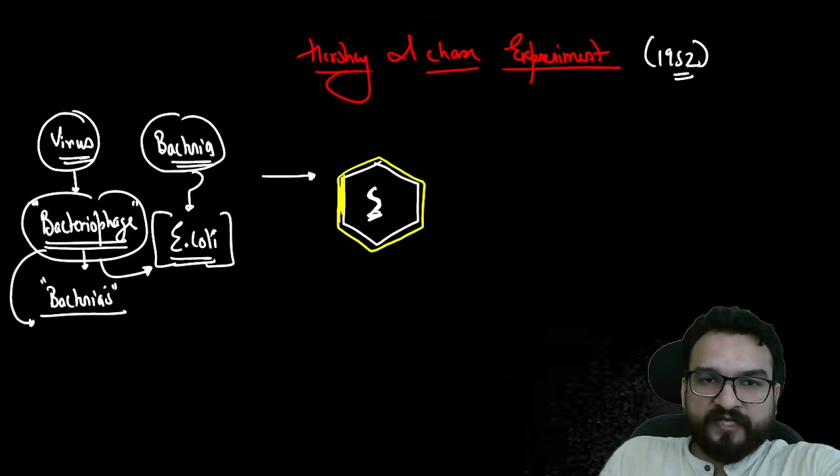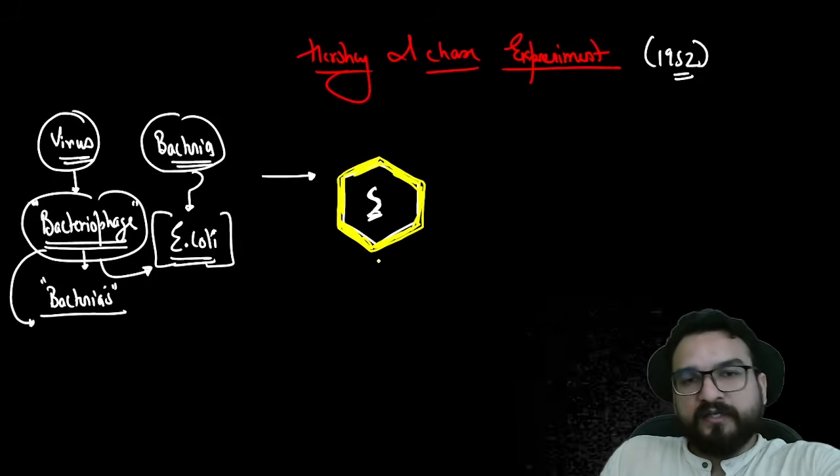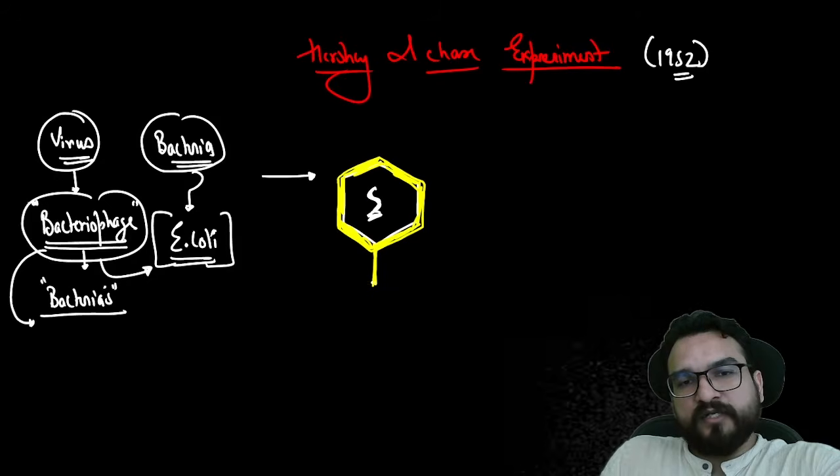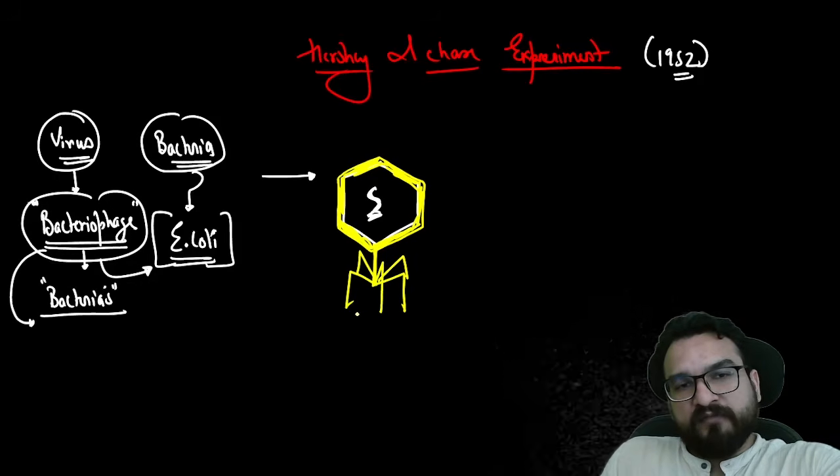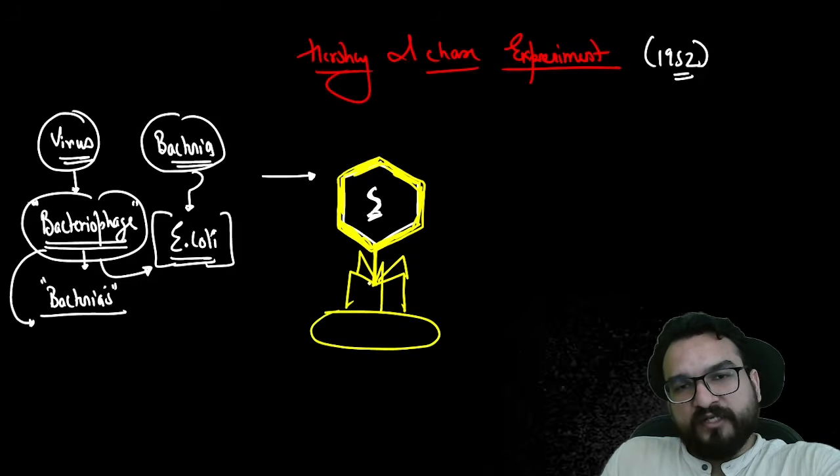This coat is called the capsid. It is a protein coat you are going to find. And this is its viral injecting. This is the way they will be injecting over here, guys. Okay, now they will be feeding on this E. coli bacteria. What will it be doing? It will be injecting this DNA over here into E. coli.